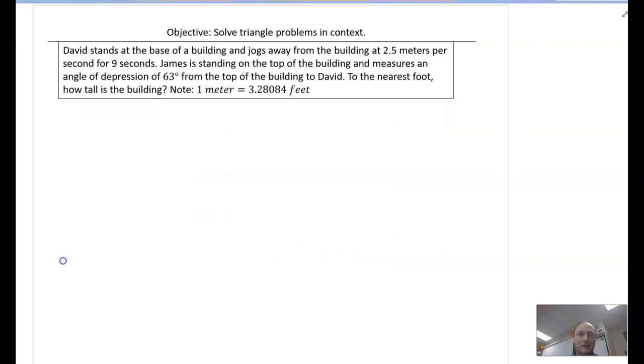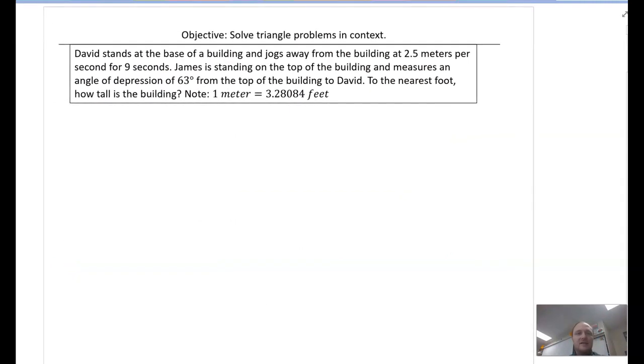All right, so let's look at this example. It says David stands at the base of a building, and he jogs away from the building at 2.5 meters per second for 9 seconds. James is standing on top of the building, and measures an angle of depression of 63 degrees from the top of the building to David. They say, to the nearest foot, how tall is the building? And they also give us a note. Whenever they give you a note, that means you're going to be using it. They're giving you some information. So they want to know how tall the building is.